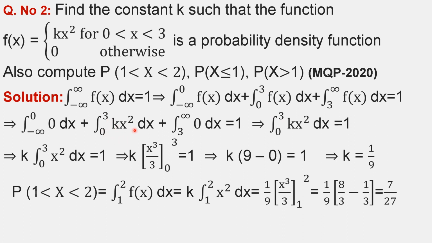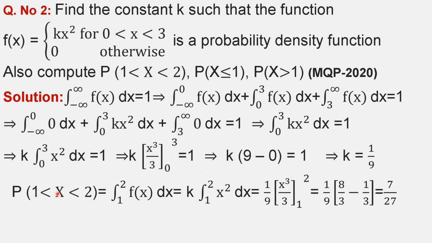Integral 0 to 3 kx square dx, where k can be kept outside the integral sign. K times integral 0 to 3 x square dx, and the right hand side will be equal to 1. K into the integration of x square, which is x cube by 3. Take the difference at the upper and lower limits, 3 and 0. Right side is 1. K into putting x as the upper limit 3: 3 cube is 27 by 3, which means 9, minus putting x as 0: 0 by 3 will be 0. Right side is 1. So 9k will be 1, or k is 1 by 9.